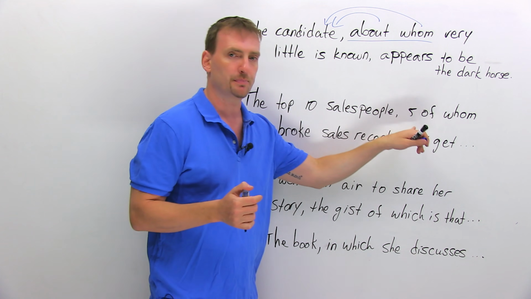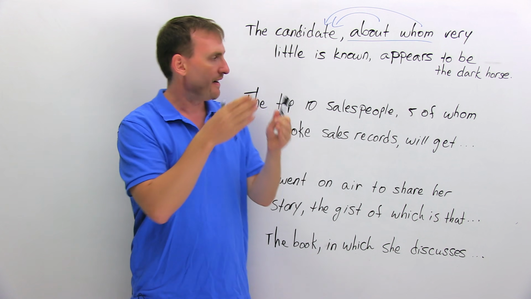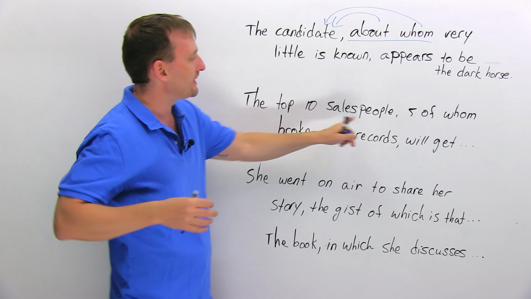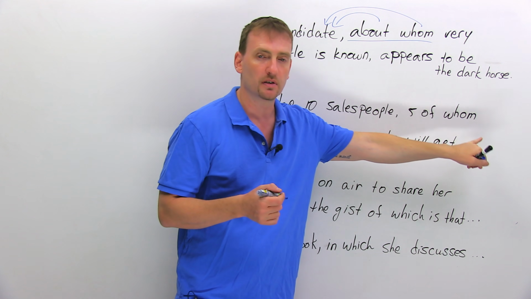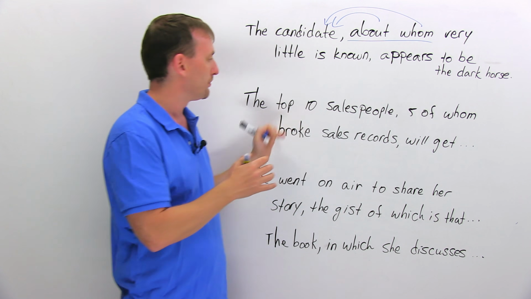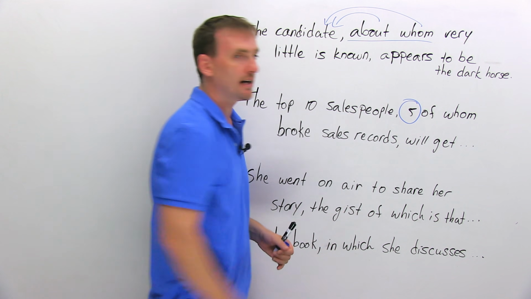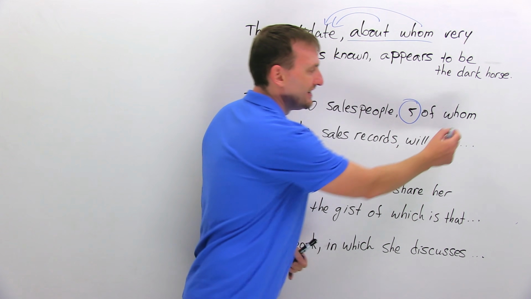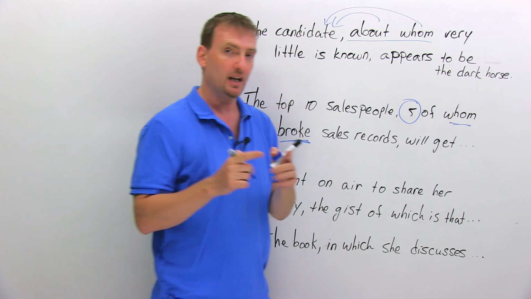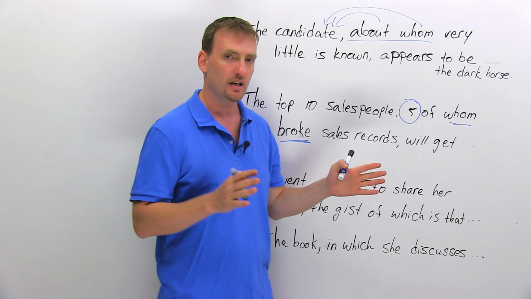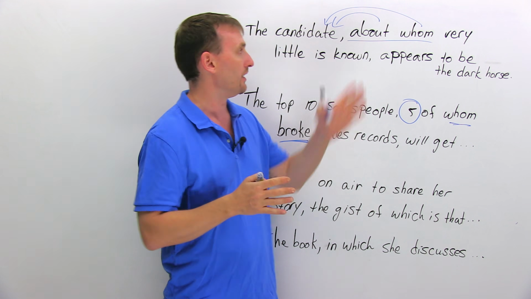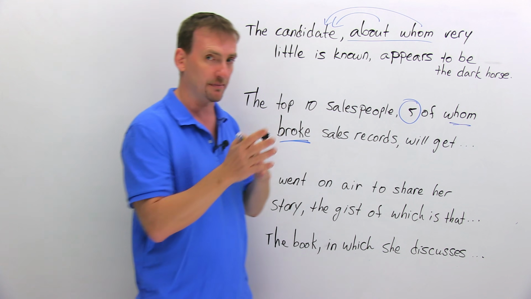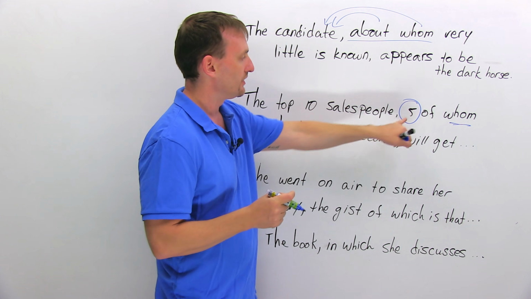The top 10 salespeople. Now, I have 10 people. 5 of these 10 people broke sales records, okay? So the top 10 salespeople, 5 of whom? 5 of them, 5 of the salespeople broke sales record. Here is the subject of the clause. Here, this is the verb. Here, 5 of whom? This is not the subject. It's very important to remember that when you're using a preposition in the adjective clause, it's always going to be the object pronoun. Whom, which. Not that, not who. Those are subjects, okay? They can't be used as objects. So this is your subject.